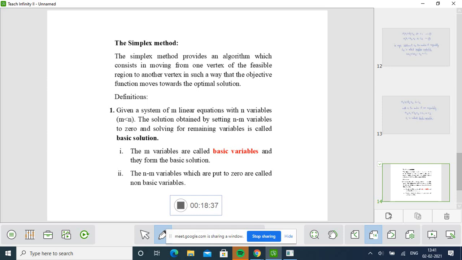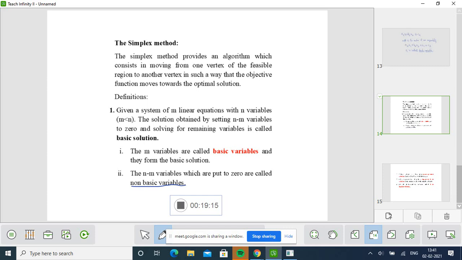Okay, so under that, what is a basic solution? Given a system of m linear equations with n variables, the solution obtained by setting n minus m variables to 0 and solving for the remaining variables is called a basic solution. The m variables are called basic variables and they form the basic solution. The n minus m variables which are put to 0 are called the non-basic variables. So we should know what is basic and what is non-basic.